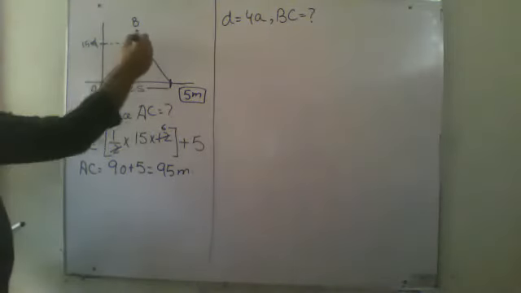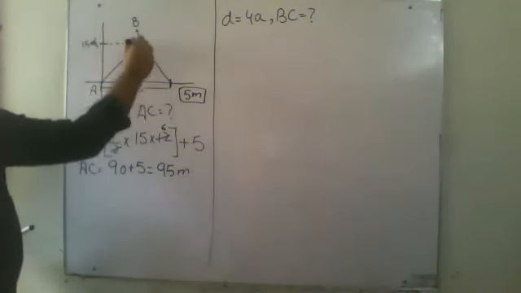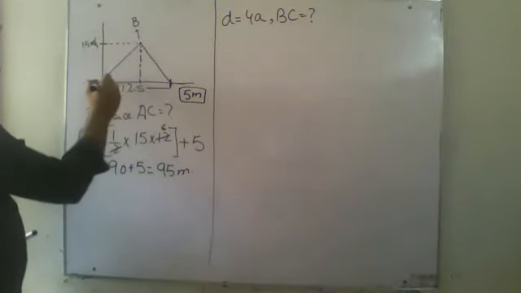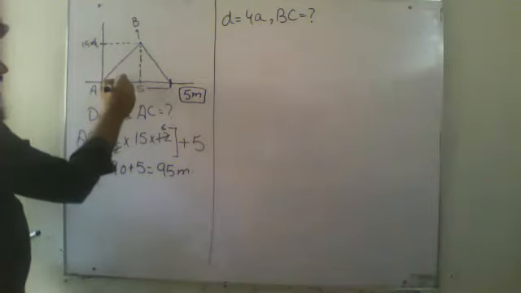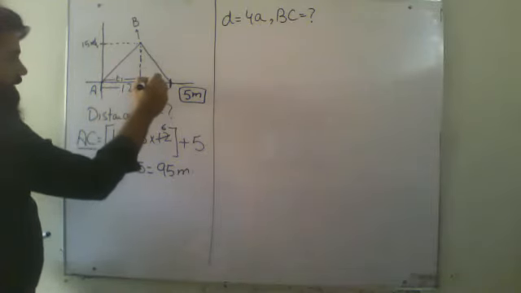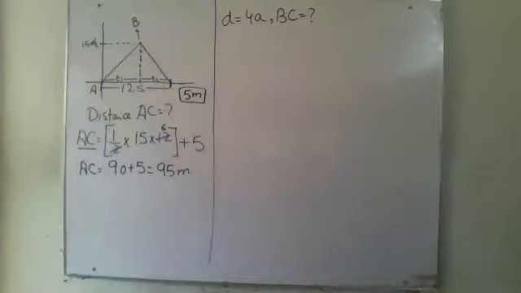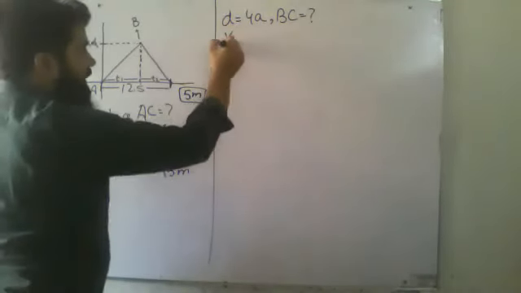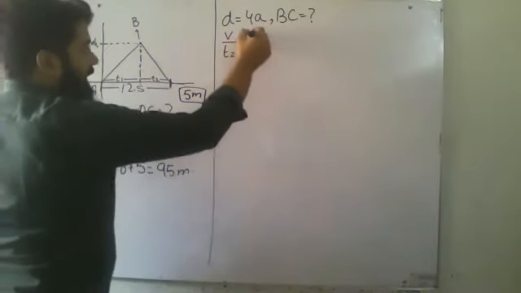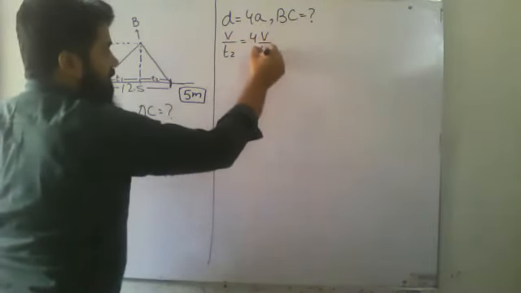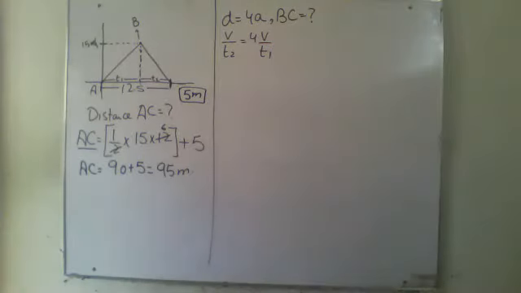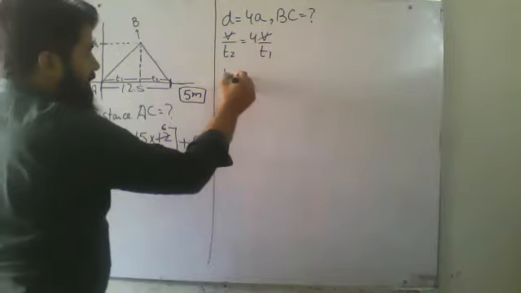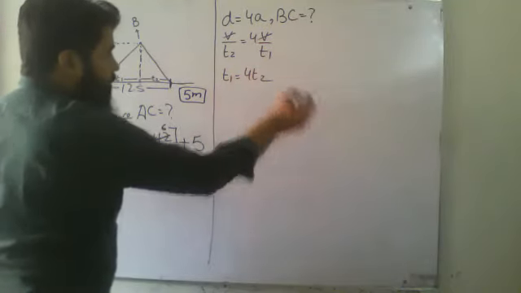If I divide it into two different timings, I don't know what this time is. I know that the total time is this. So I can take this one as T1 and this one as T2. Deceleration is velocity over time, and acceleration is also velocity over time, so the velocity will be cancelled. So I will have T1 equals 4T2.